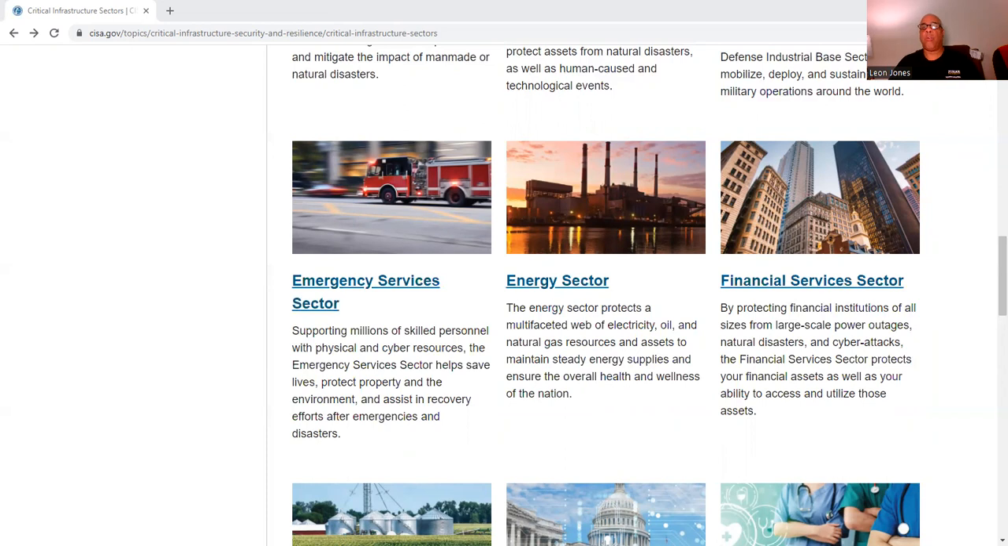And a big one also is the energy sector. Now, the energy sector protects a multifaceted web of electricity, oil, and natural gas resources and assets to maintain steady energy supplies and ensure health and wellness of the nation.